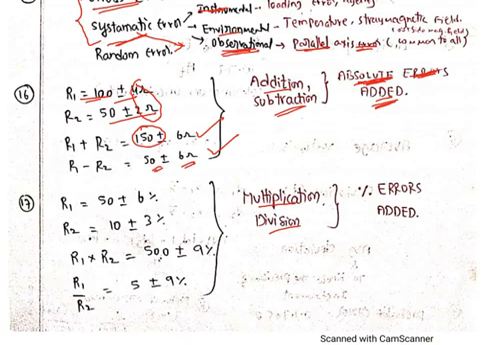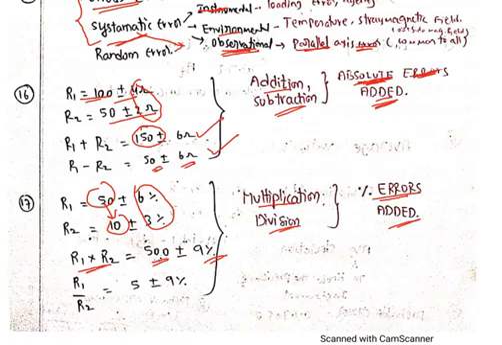Multiplication and division method. R1 into R2 is given. What are you doing? In the first case, 50 into 10, 500 is fine. In the second case, we may be confused that we have to multiply these two, but that is not the case. We have to add only. In this case also, percentage error should be added. 6 plus 3, 9. Though you are multiplying these two terms, 50 into 10, 500, we have to add the second percentage errors, 9 only.